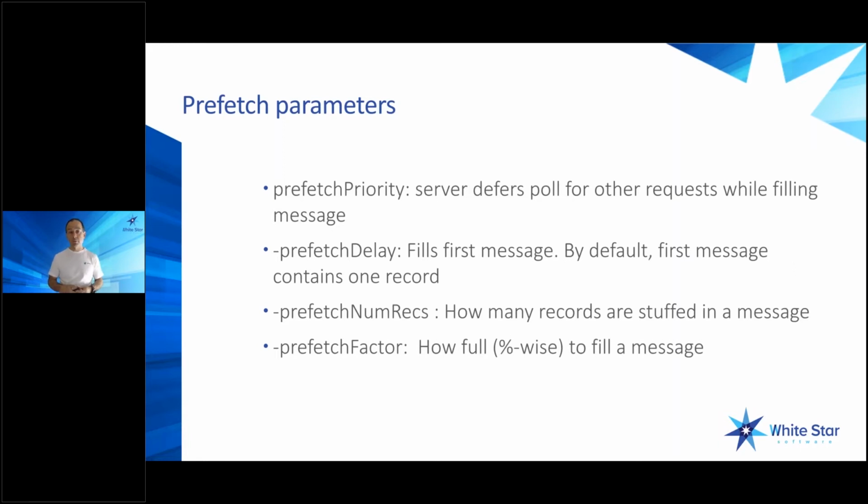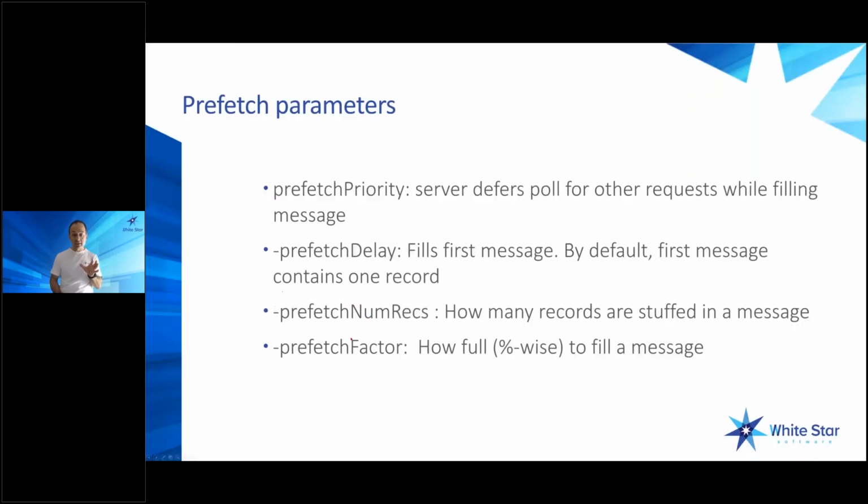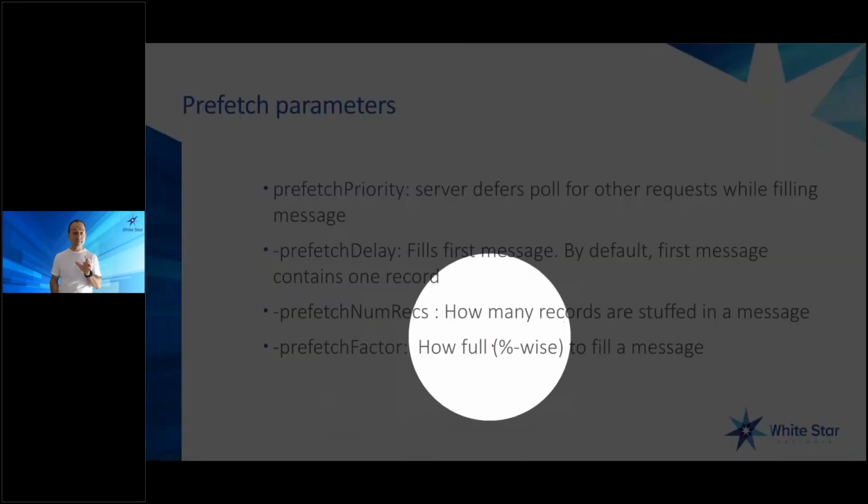Now, the second set of parameters I want to talk about are these prefetch parameters. They were added in 10.2B03. I think they weren't exactly 100% till around 10.2B06, and then somewhere in the middle of 11. So if you don't have these parameters, you should turn them on. You should use them. And really, I want to focus on these ones here, prefetch numrecs, and that's how many records you can stuff into one message. And then prefetch factor is how full you want to fill that message percentage-wise.